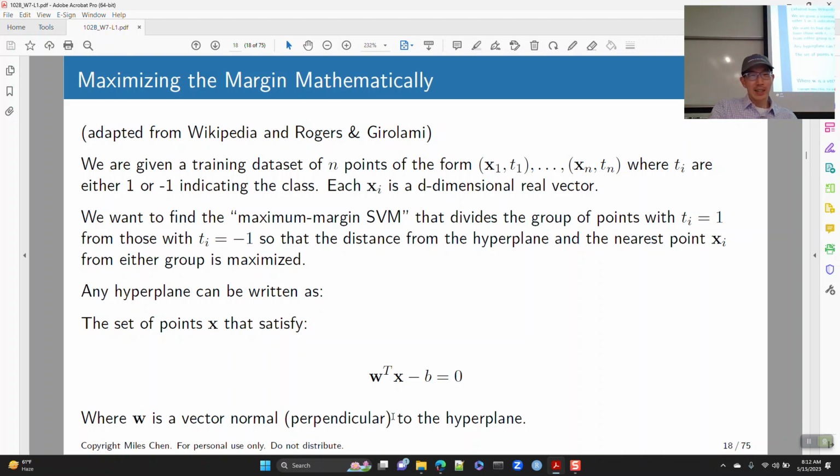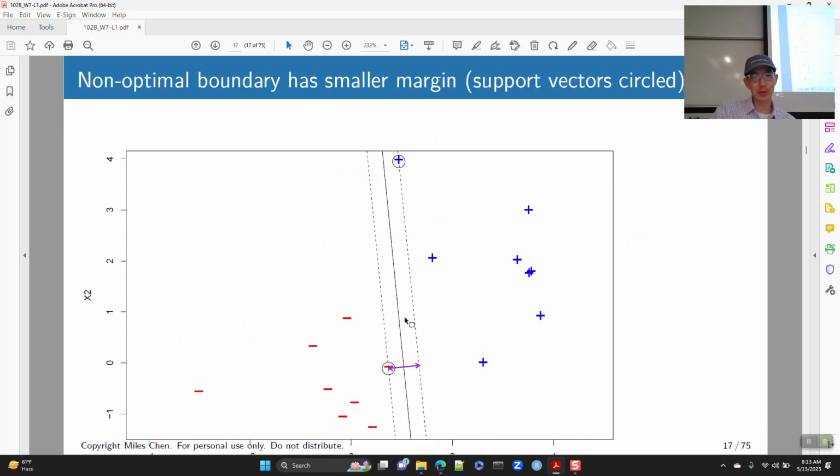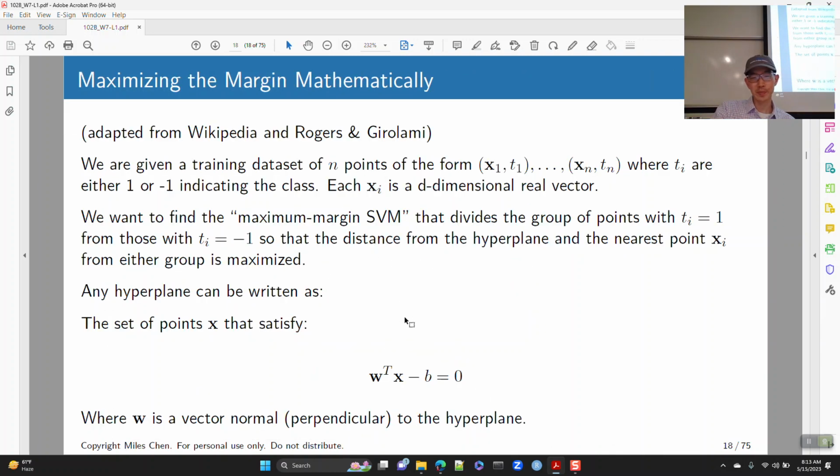I'm taking the notes from Wikipedia and also our textbook here. We're going to start off with the linearly separable case, which is what we have here, where we can separate the two classes with a straight line, and we're not going to have any misclassifications. If you had a different set of points where there's overlap, you might not be able to draw a linear boundary that separates our two classes.